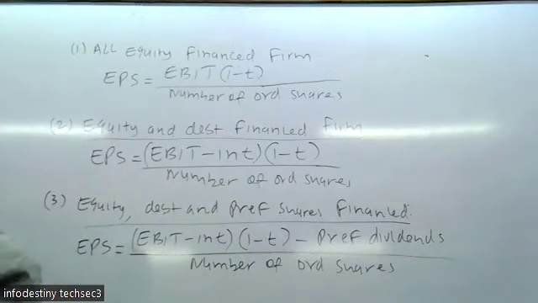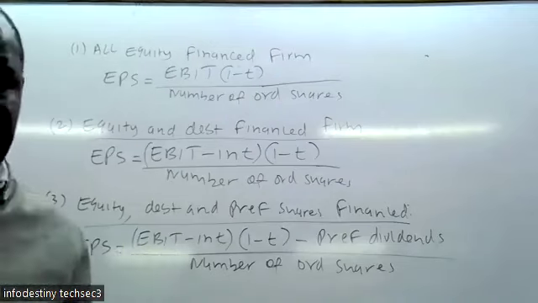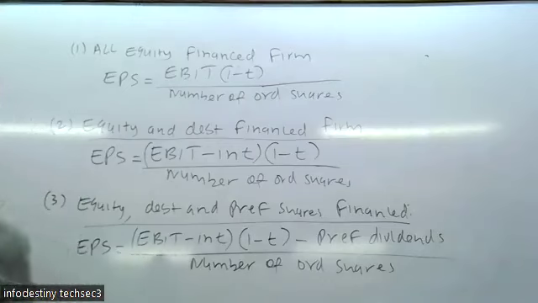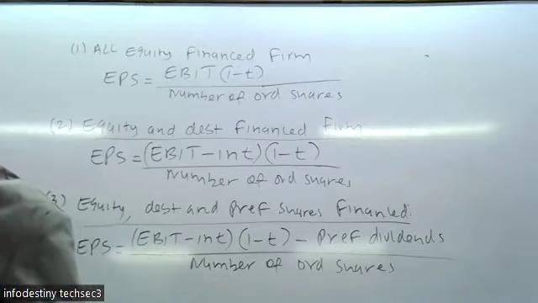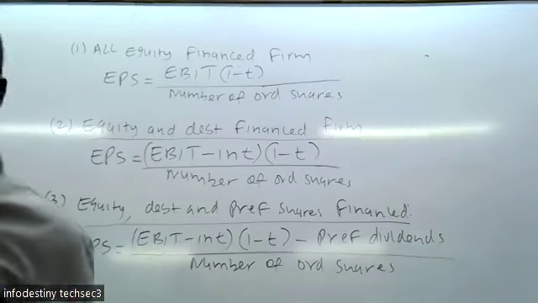So I've simply summarized them in the form of formulas, how you will be able to go about computing the earning per share or determining the point of indifference based on those financing options. So the first question we shall be using will be November 2020, question 5, part A.